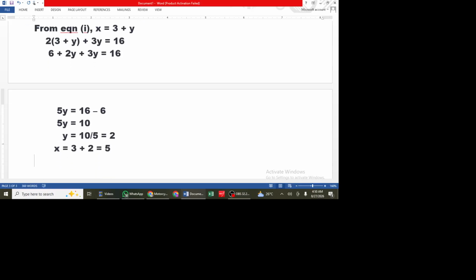The values of s and y now would be 5 and 2, and this is the solution to the problem. And this is how to solve simultaneous linear equation using elimination and substitution method.